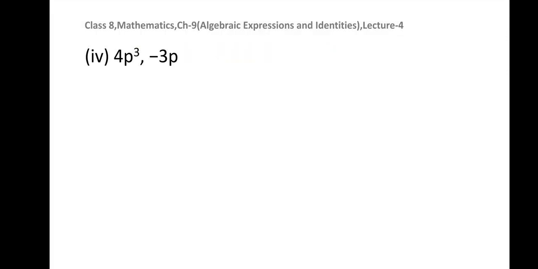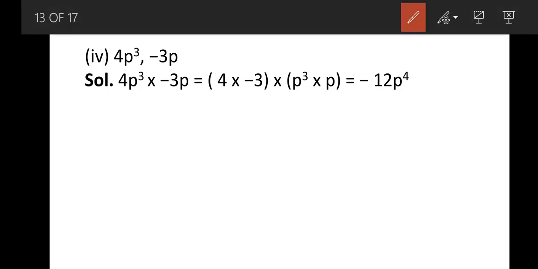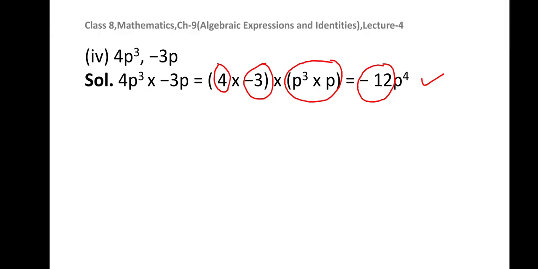Coming to the fourth part of this very question, it is 4p cube times minus 3p. We need to multiply these two monomials. Simply take the product of numerical coefficients and then the product of literal coefficients. The numerical coefficient of the first term is 4, and of the second term is minus 3, which gives minus 12 as the product. Then the product of their literal coefficients will be p raised to the power 4. So your answer is minus 12 p raised to the power 4.